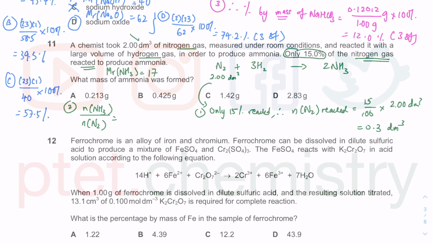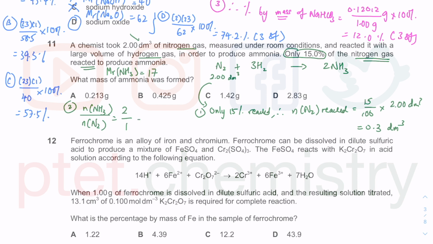Let me think about this. Okay, from the balanced equation, you are expecting 2 mole of ammonia from 1 mole of nitrogen. 2 mole of ammonia from 1 mole of nitrogen. However, only 15% of it reacted. Let me think through this. 2 ways of thinking about this.